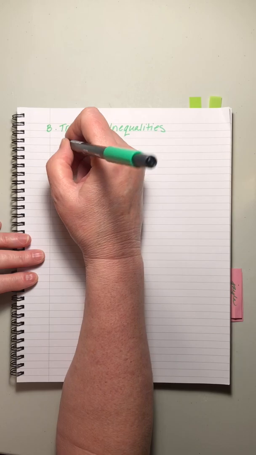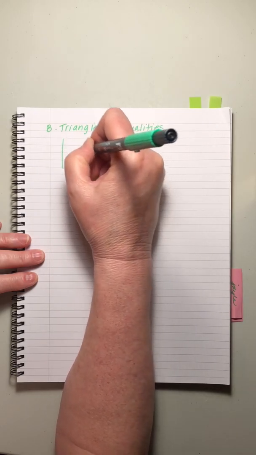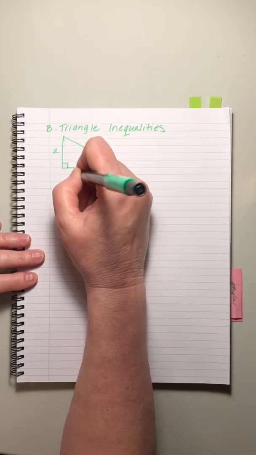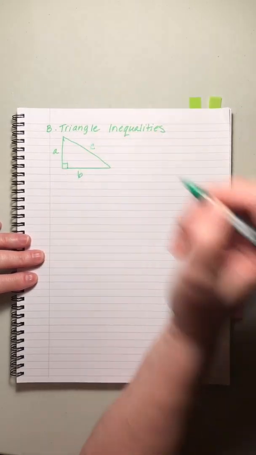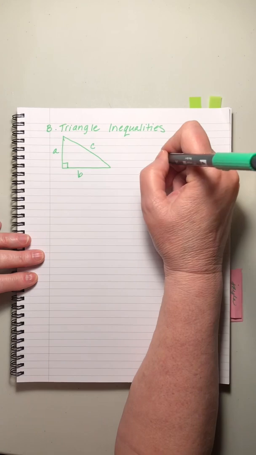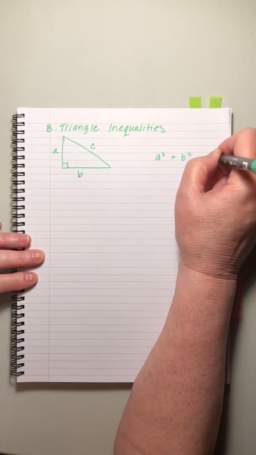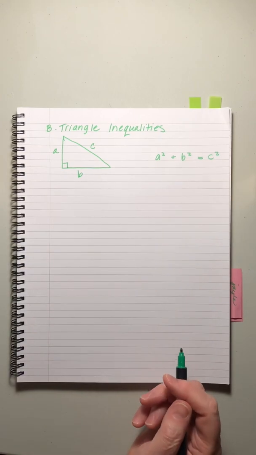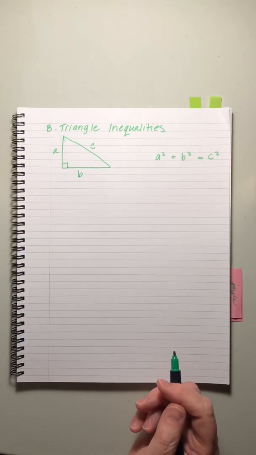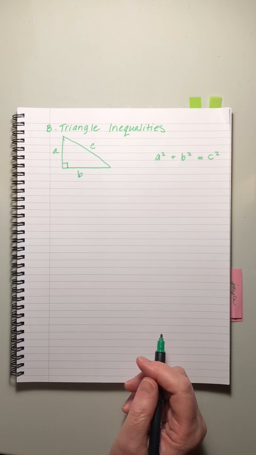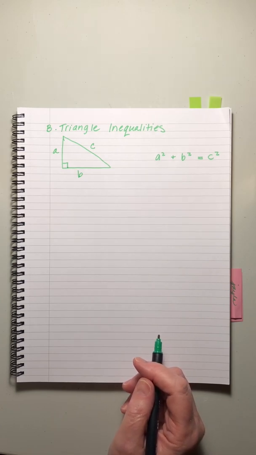First, I'm going to tell you something that you already know. If we have a right triangle and we call the legs A and B and we call the hypotenuse C, there's a relationship. A squared plus B squared equals C squared. Yay! It's called the Pythagorean theorem, right? We know that. That's cool.